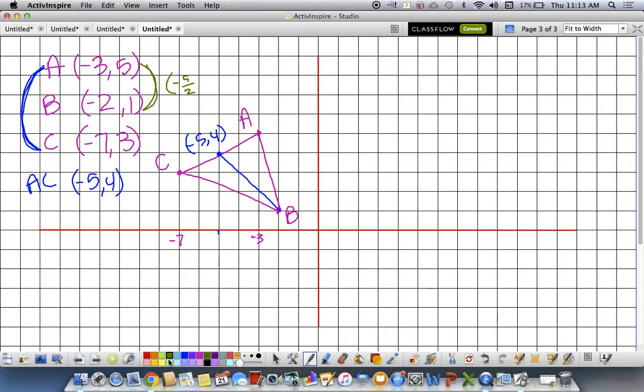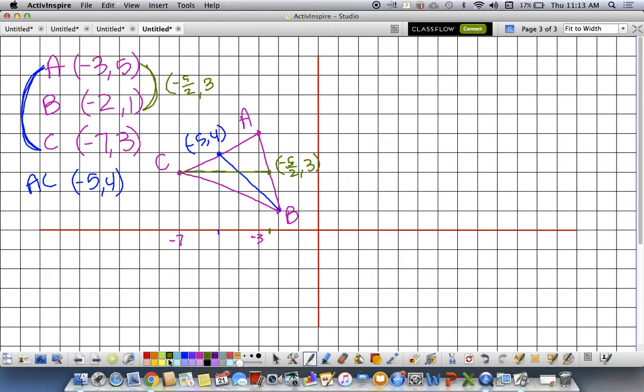Okay? 5 plus 1, 6 divided by 2 is 3. So over here at negative 2.5, up to 1, 2, 3. Is that the point, the midpoint? Okay. What are we connecting it to? Point C. Look how nice that is to go straight across on that line.